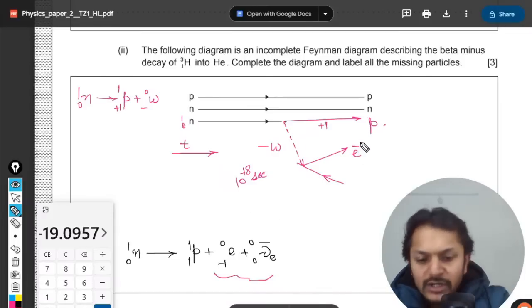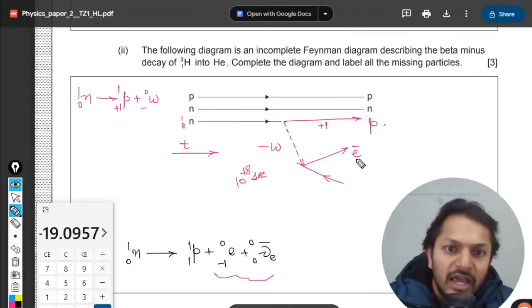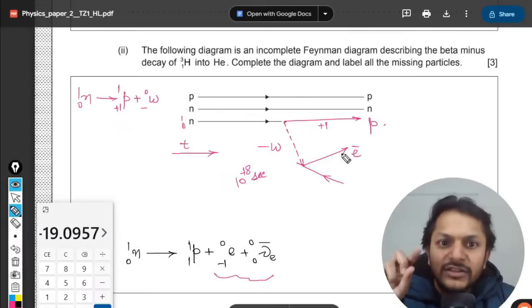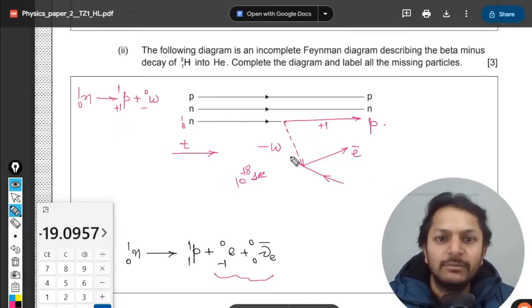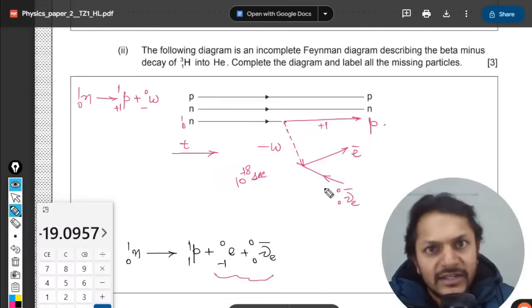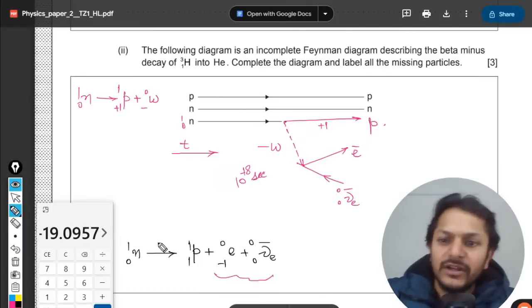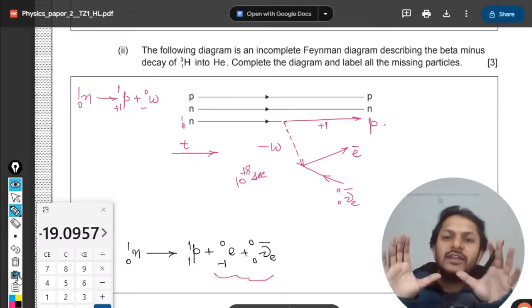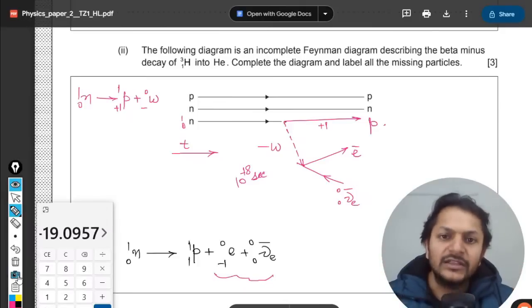So this is the electron. Now here there is a concept. If the electron is a particle, its direction will be the same as that of time. Now this is the antiparticle, and its direction will be in the reverse direction. So this is the Feynman diagram here. Students, you can even remember this now.